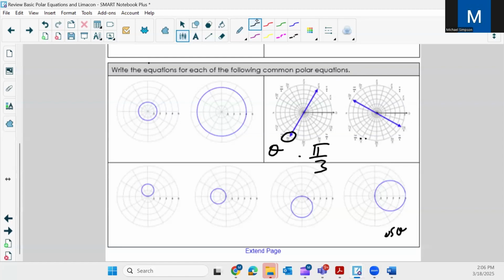Circles. Okay, the first one, when this circle is at the center, how do we write the equation for that? So what is this one here? R is equal to what? Is it 2? 1.5. Okay. And this one is R is equal to 4. Outstanding. Good.